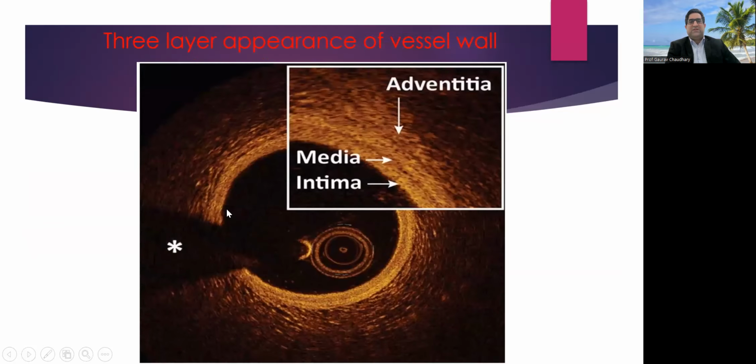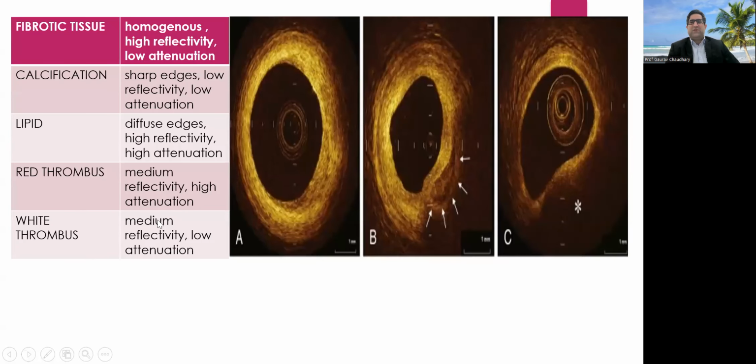We can see this more clearly in this cross-sectional image. There is a catheter, there is a wire, and this is the wire artifact. Near the catheter, we can see the three layers. We should also know how to identify the various structures while we are looking for them.